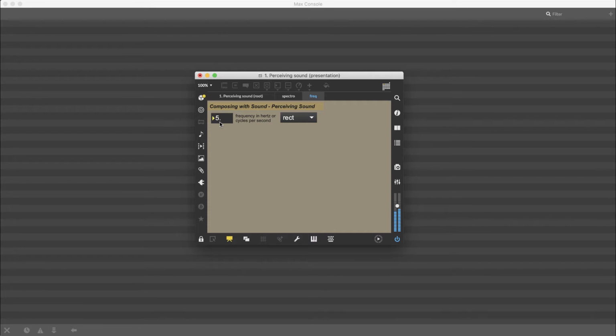But once I go up above about 10 hertz, we can no longer hear individual clicks, and we hear a kind of throbbing sound. So now we've got 16 clicks per second. And here we are at 20 clicks per second. And at this point, we start to hear a tone.